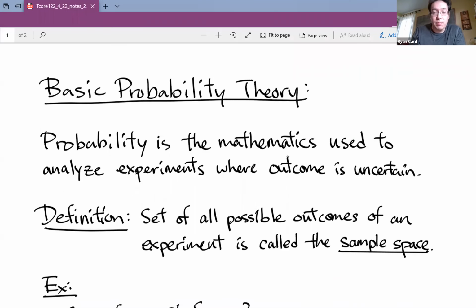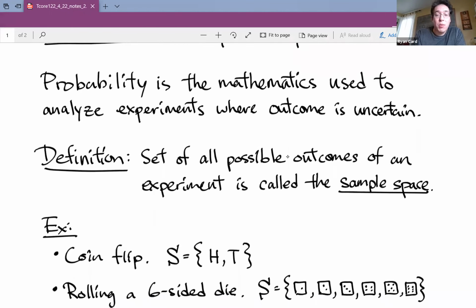Some basic terminology. When we say probability, probability is a branch of mathematics used to analyze experiments where the outcome is uncertain or not predetermined. Here are some definitions. The set of all possible outcomes in a random experiment is called the sample space. This is the universe of the probability, all possible outcomes.